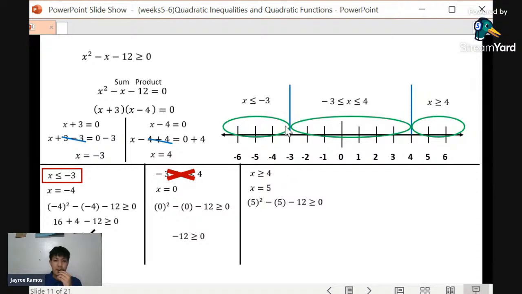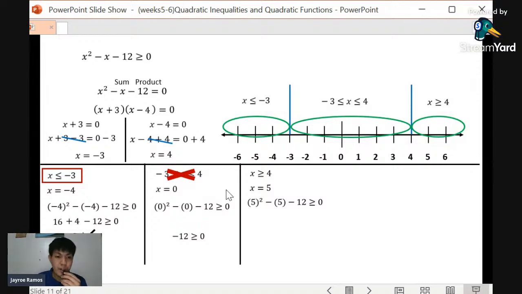Okay, clarify ko lang ha. For example, we have x is greater than or equal to 4. Tapos nag-assign kayo ng 6. Hindi 5. Okay lang yun, as long as tama yung inassign nyo. Kahit anong number na mas mataas sa 4, pwede nyo i-assign at pwede nyo gamitin for testing. Okay? Pwede kayong gumamit ng 6 dito, pwede rin kayong gumamit ng 10.